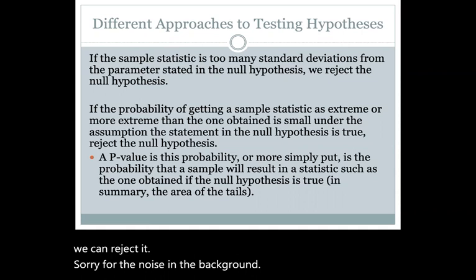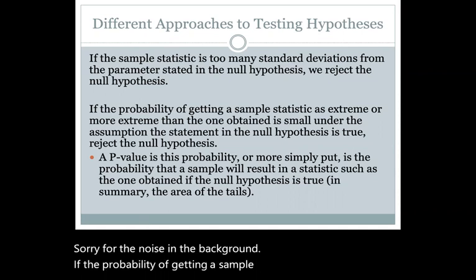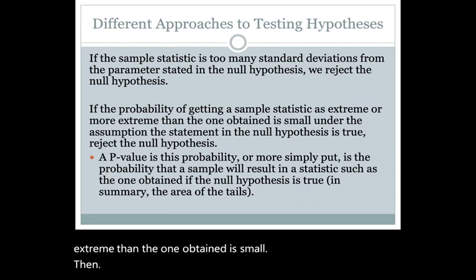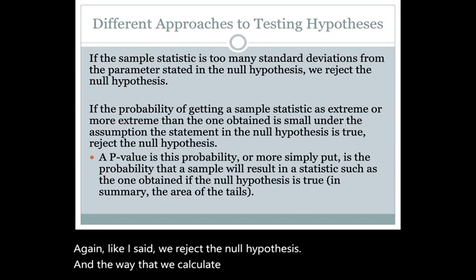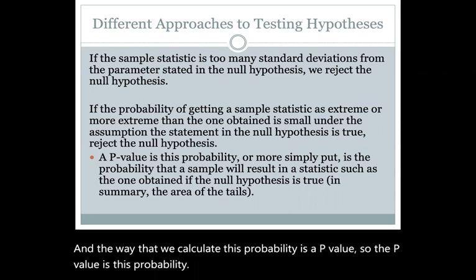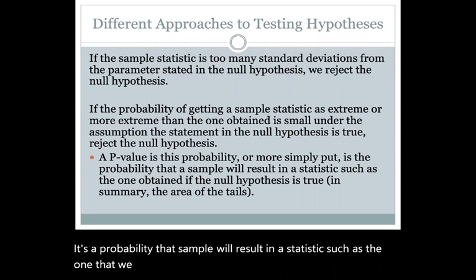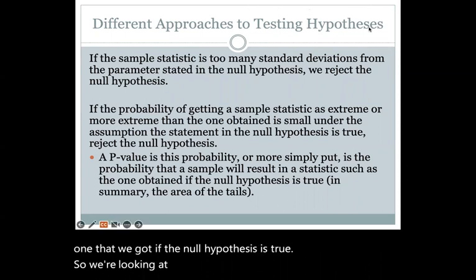If the probability of getting a sample statistic as extreme or more extreme than the one obtained is small, then again, like I said, we reject the null hypothesis. And the way that we calculate this probability is a p-value. So the p-value is this probability. It's the probability that a sample will result in a statistic such as the one that we got if the null hypothesis is true. So we're looking at the area of the little tails.